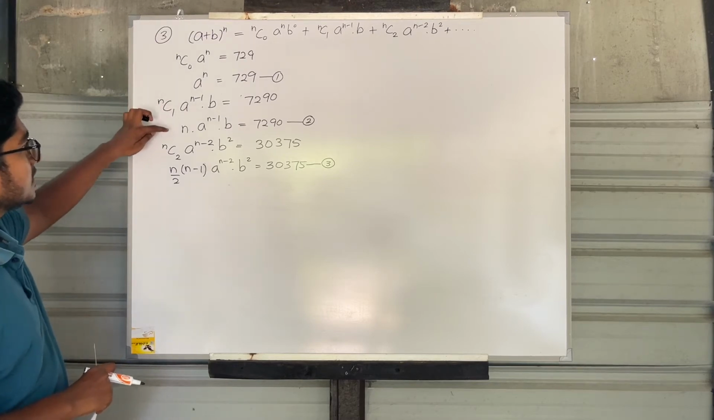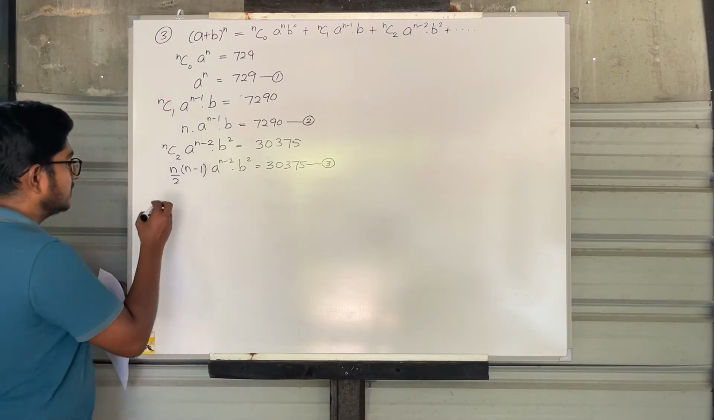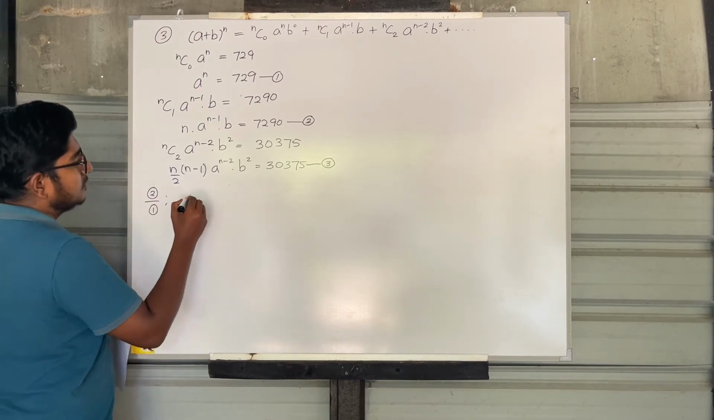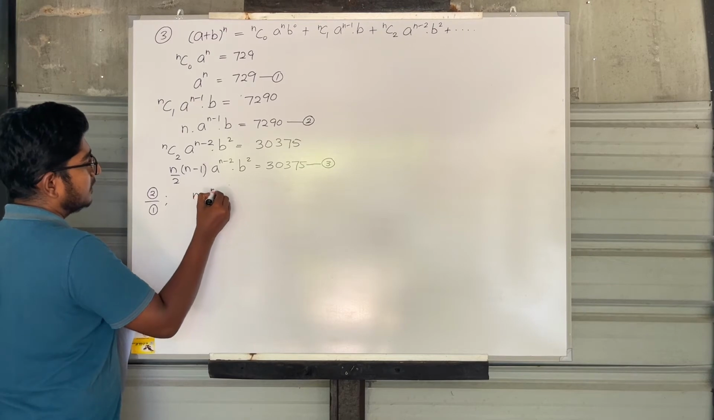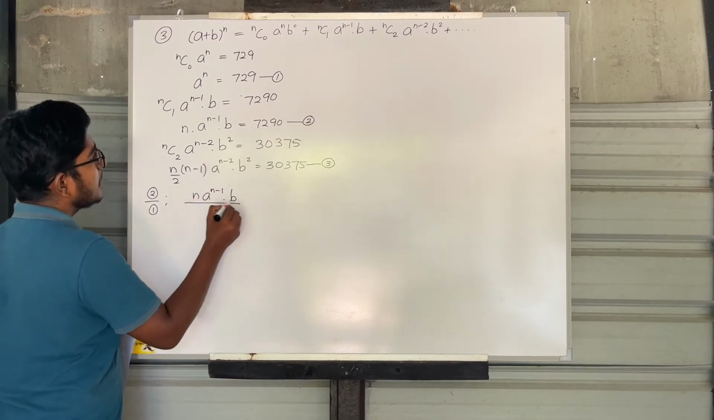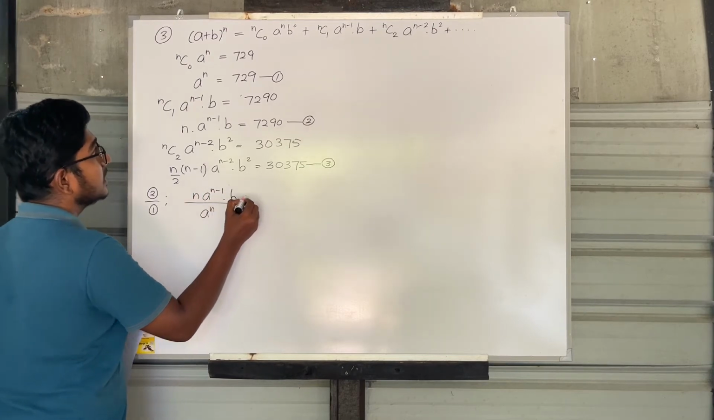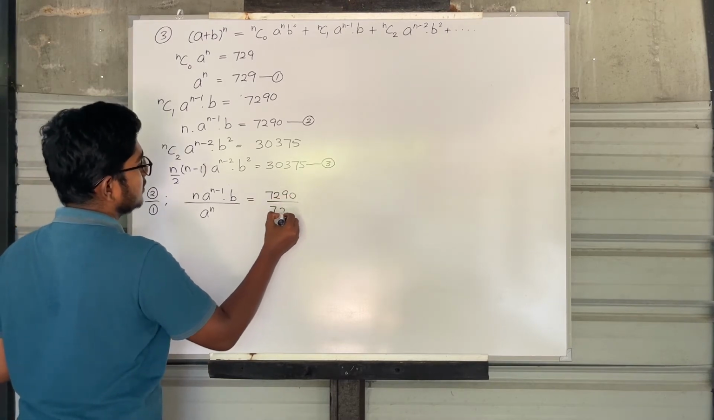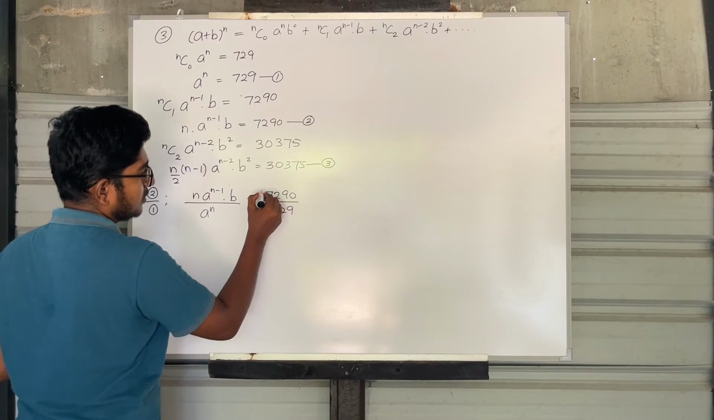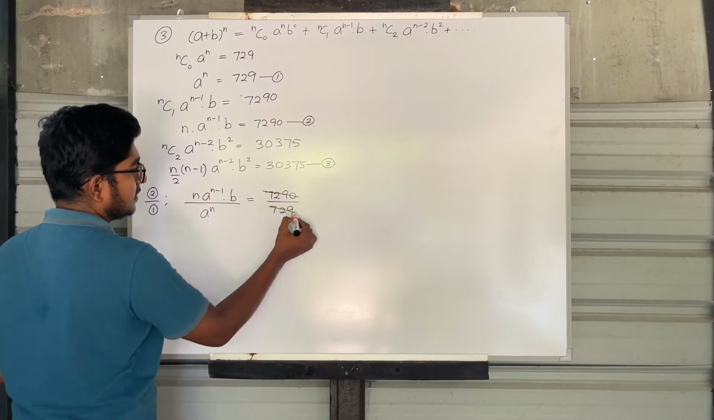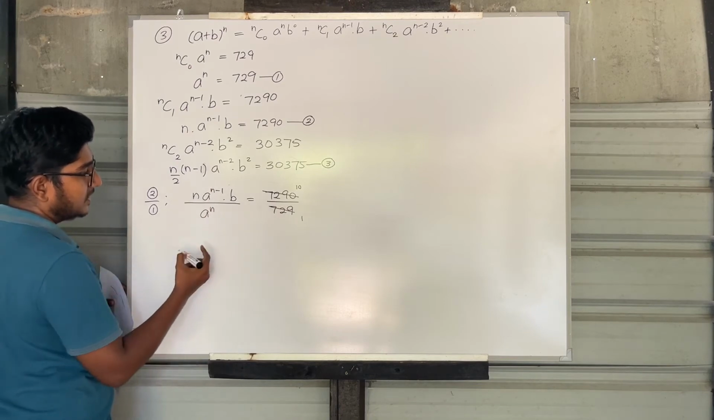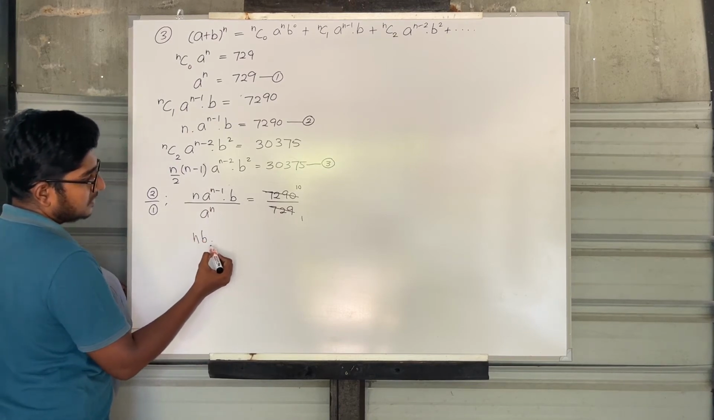Divide second one and first one. 2 divided by 1. 2 is n a to the power n minus 1 d. This is a to the power n. So 7290 is 10 times 729. Then we simplify a to the power n terms.